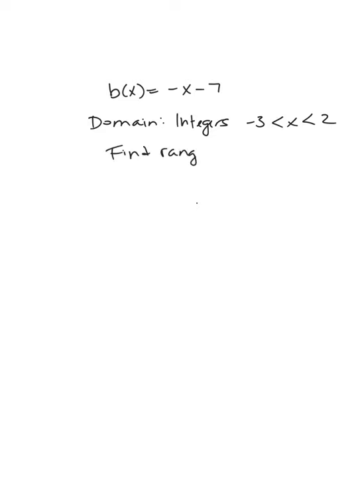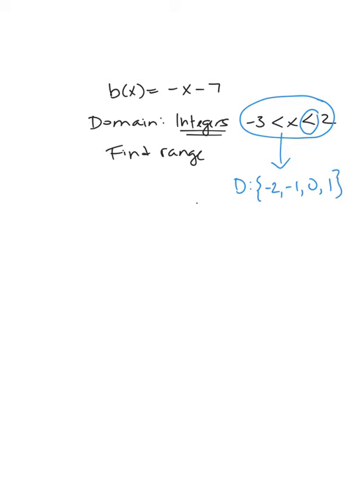So remember that the domain is integers only, not decimal values between negative 3 and 2. So what you want to do first is figure out what integers are we talking about for the domain. There's no equal sign here, so it doesn't include negative 3. It starts with negative 2, then negative 1, 0, 1, and again there's no equal sign on this inequality, so 2 is not included.